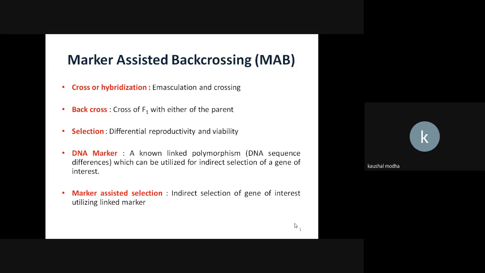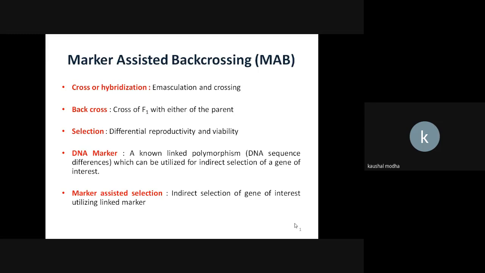Once we perform gene mapping, we identify the markers which are either linked with the gene of interest or QTL, or we identify the markers, the polymorphisms, which are associated with a particular quantitative trait. Once we do that, we have the markers which are linked or associated with the trait. We utilize those markers in various breeding programs. So the first and most widely utilized method for transferring a qualitative trait by utilizing markers is marker assisted backcrossing.